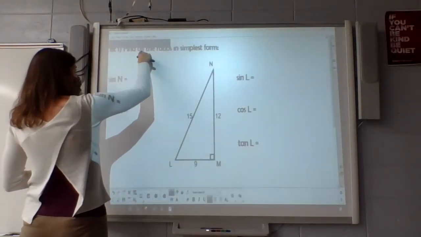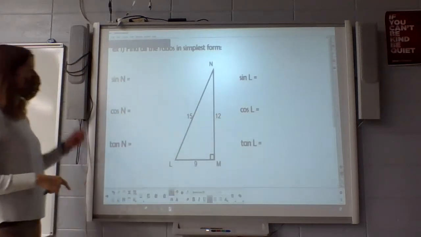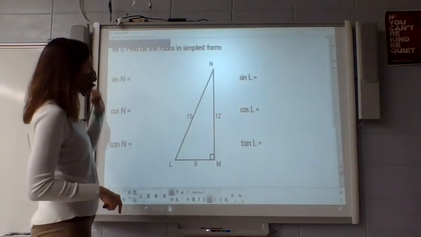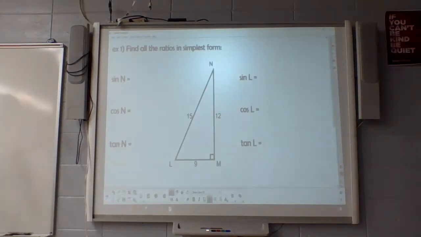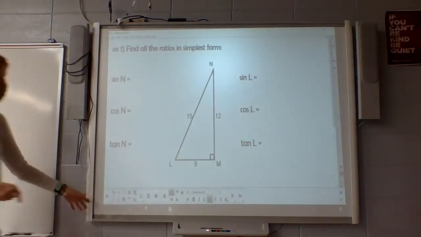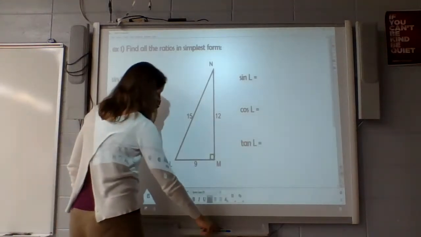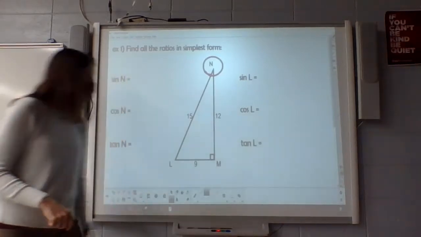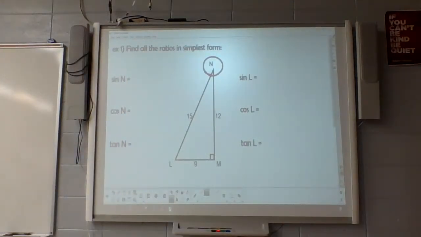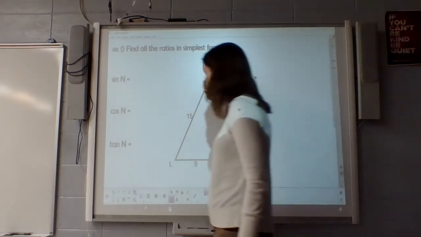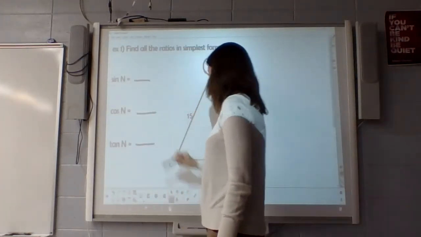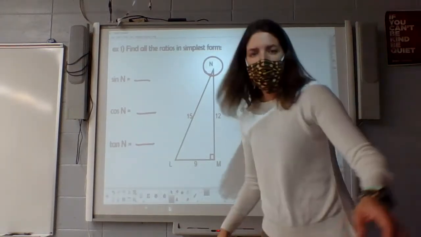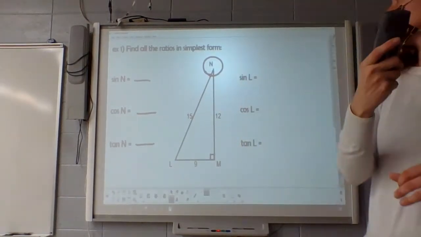So in this case, they want us to find the ratios in simplest form. And this is similar to what we did yesterday. It's just now we're doing sine, cosine, and tangent. So they're starting with n. So angle n is where I'm starting from. So label that triangle using that angle n. So label your opposite, your adjacent, your hypotenuse. And we're going to set up those ratios. Give you guys a minute, I need to check for our activity.